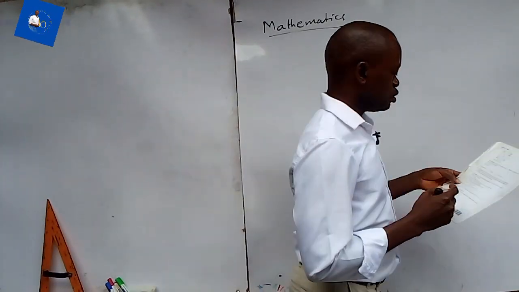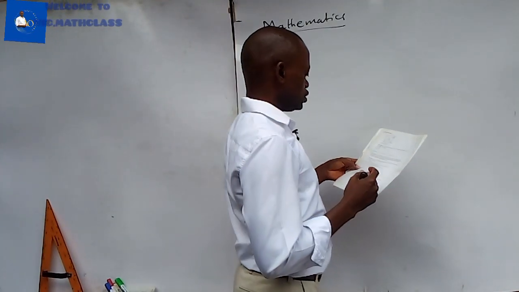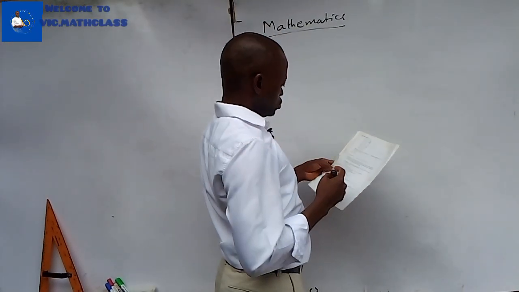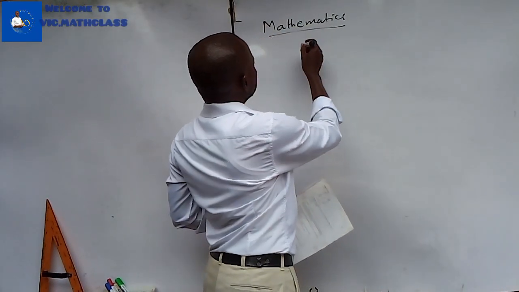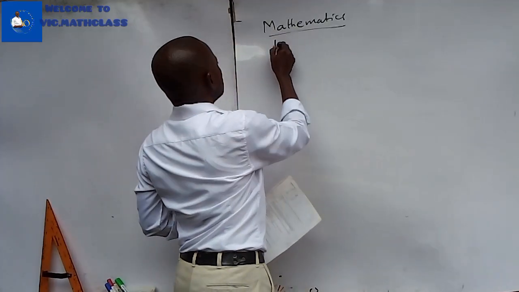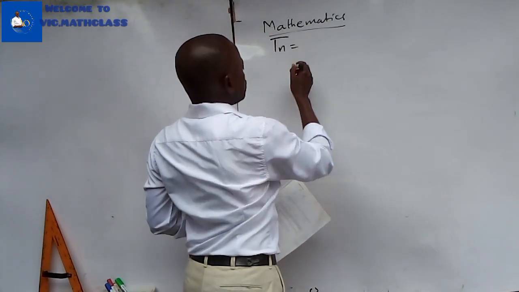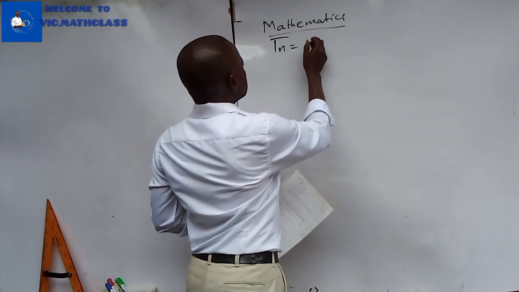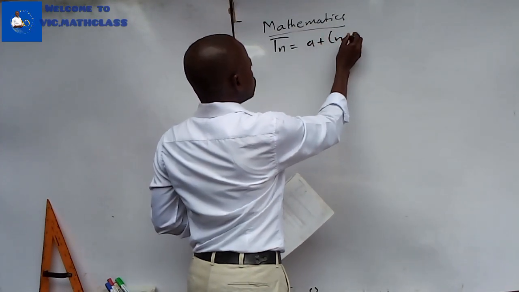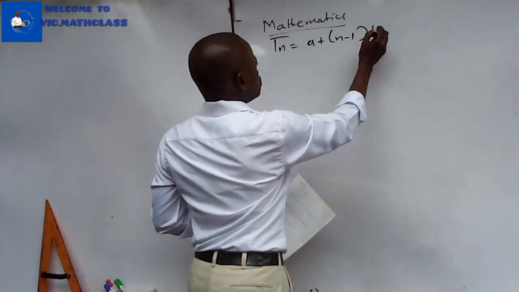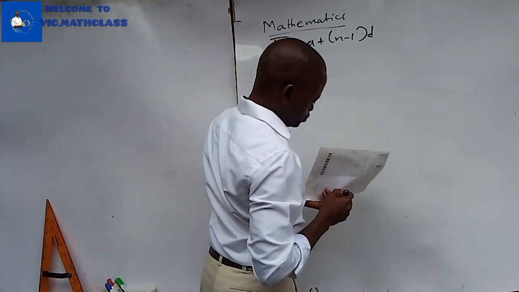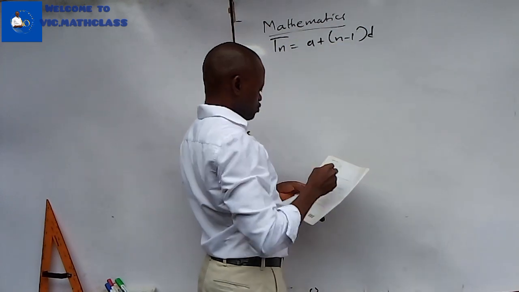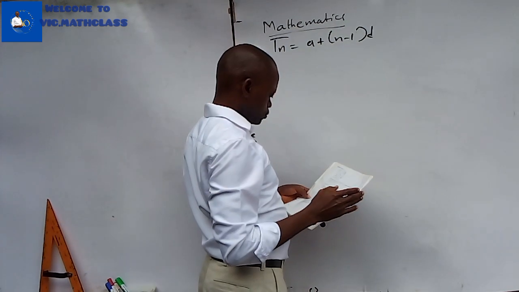Okay, so let's see what we can do on this question that says the eighth term of an arithmetic progression is 46, and the sum of the first 8 terms is 200. So there is an expression Tn we use in calculating the nth term of an arithmetic progression. Tn is given as a plus in bracket n minus 1, then the common difference d. So this expression, we use it to find the nth term of an arithmetic progression.